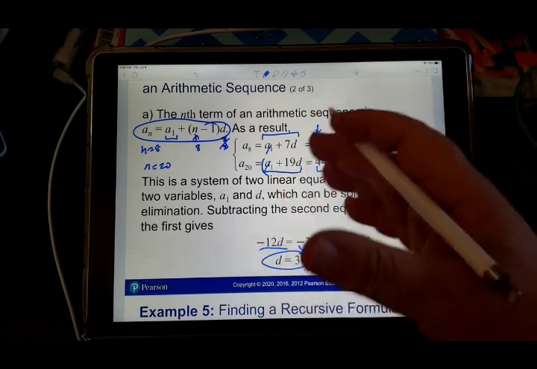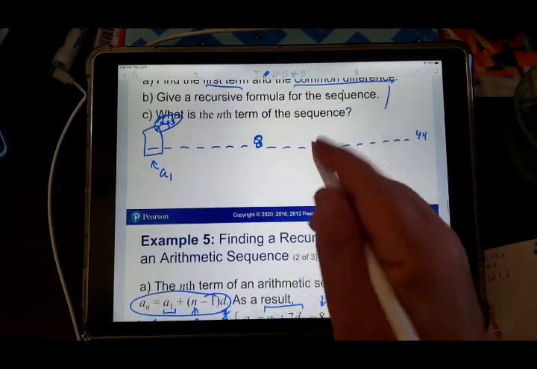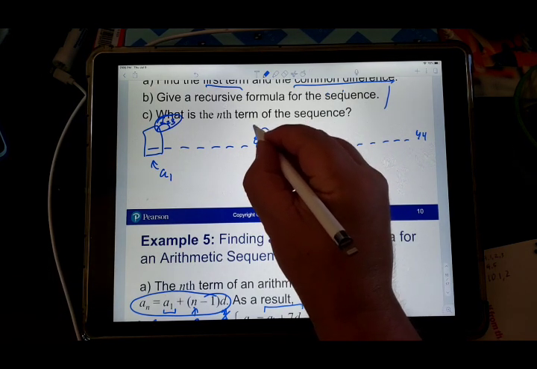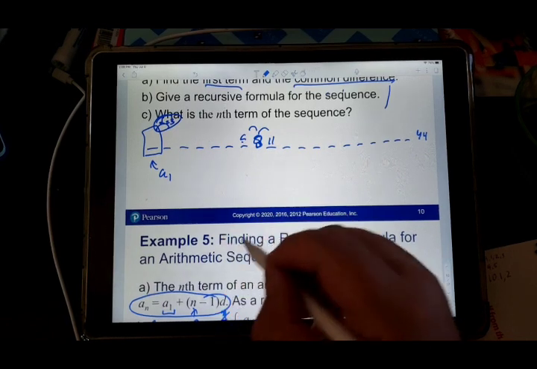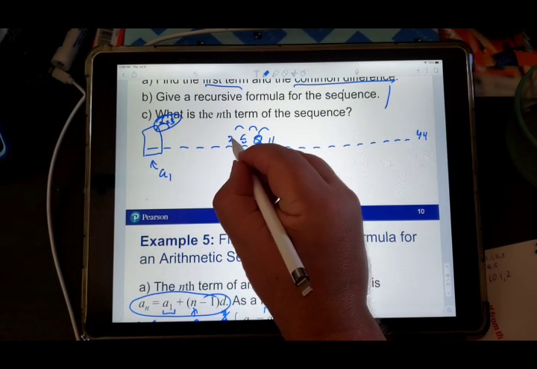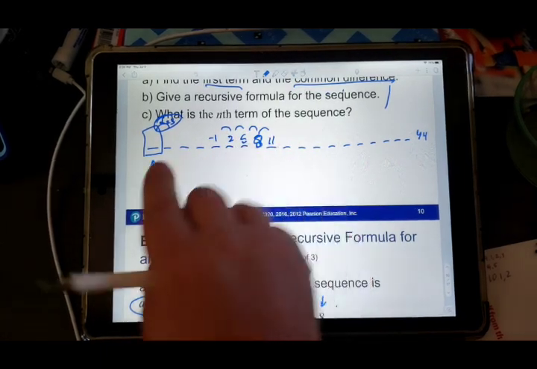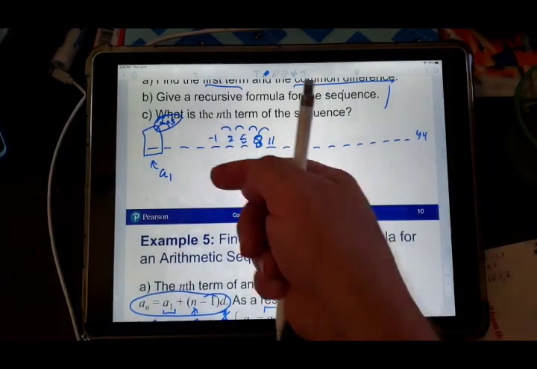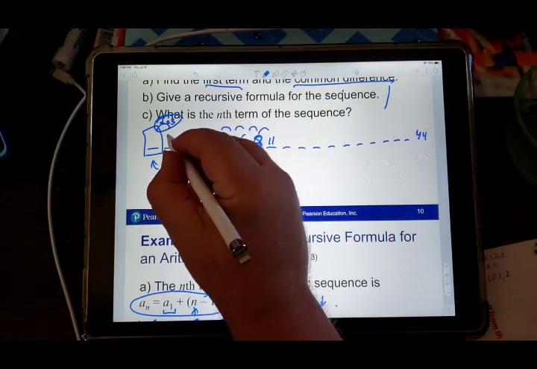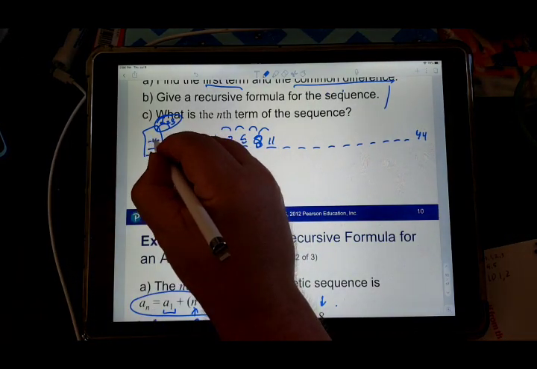So that was a system of equations. I know that d equals 3. So coming back to my list, I know that this term on this side would be 5, and this term would be 2, negative 1. The reason why I'm subtracting 3 is when I go to the right, I add 3. So when I go to the left, I want to subtract 3. Negative 4, negative 7, negative 11, negative 15.